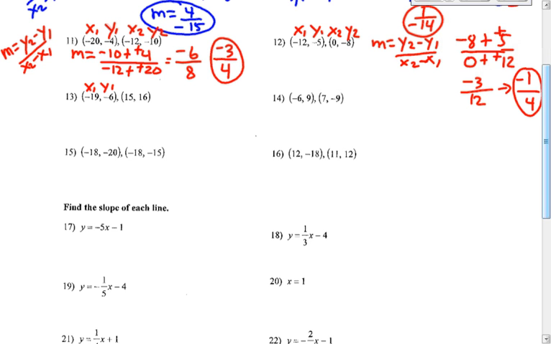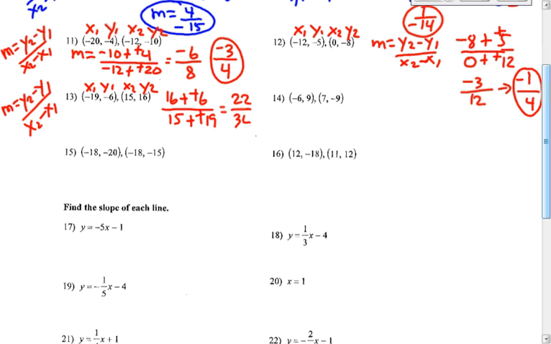x1, y1, x2, y2. M equals y2 minus y1 over x2 minus x1. So my y2 is 16 minus a negative 6. I'm going to add that up right now. 15 minus a negative 19. That's y2 minus y1 over x2 minus x1. So on the top I have 22. On the bottom, 34. And you could leave it like that.